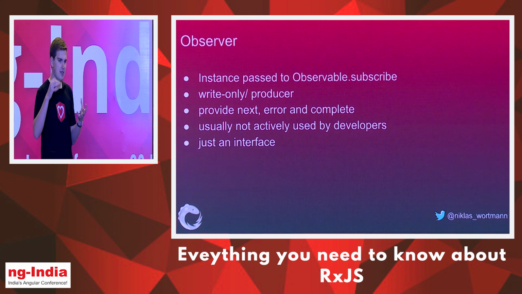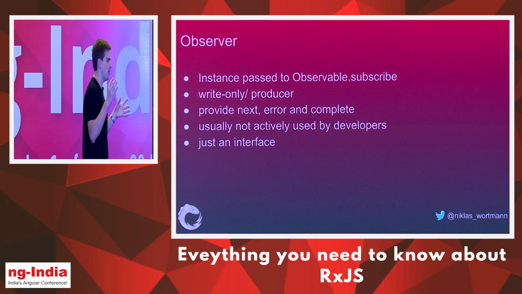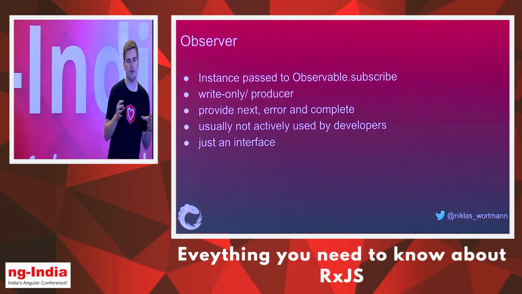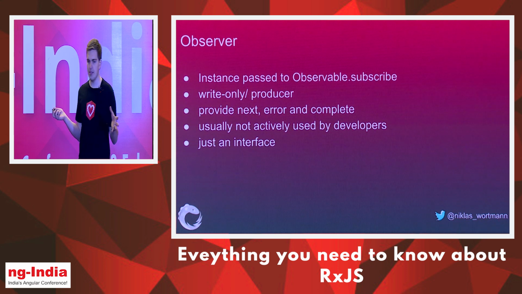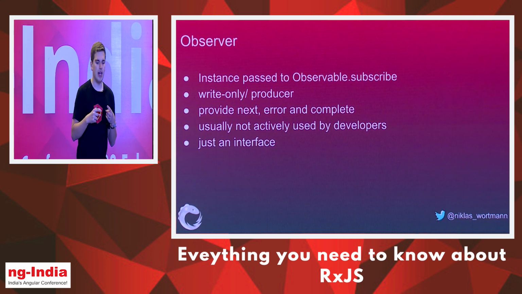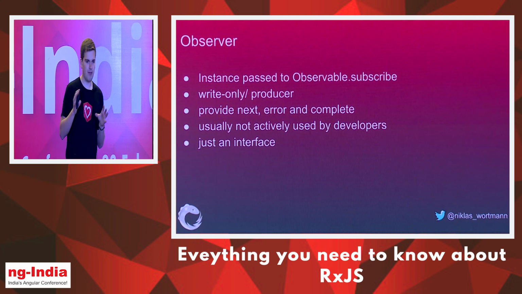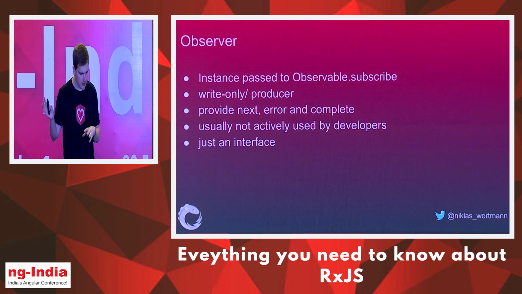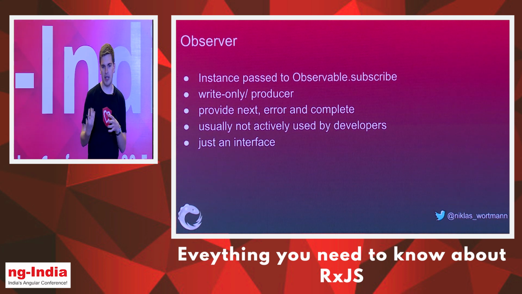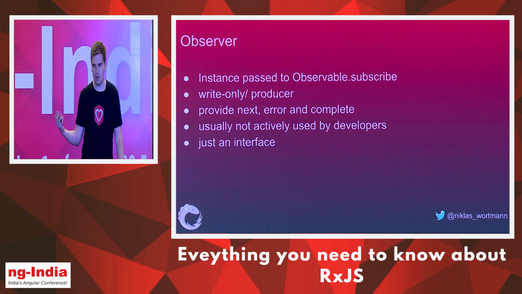Let's come to the next one, the observer. An observer is the internal nitty-gritty detail of the observable. So this is the thing where the values come from. In most cases, developers don't interact with that observer, right? It's just an interface providing next, error, and complete, and we can provide the values with it. But in most cases, the framework already took care of it. And just for you to know the difference, where are my values coming from, and to know what the basic terms are.